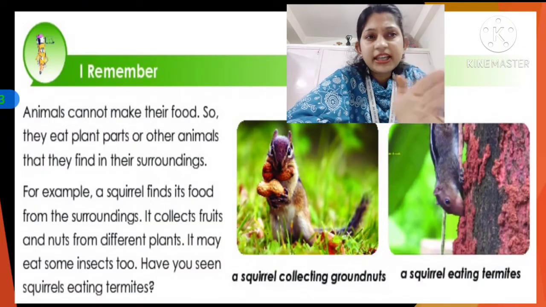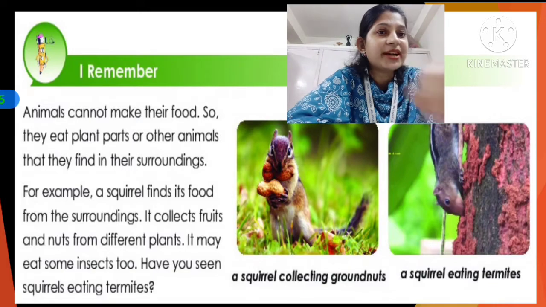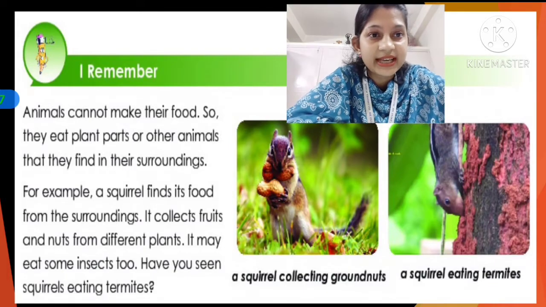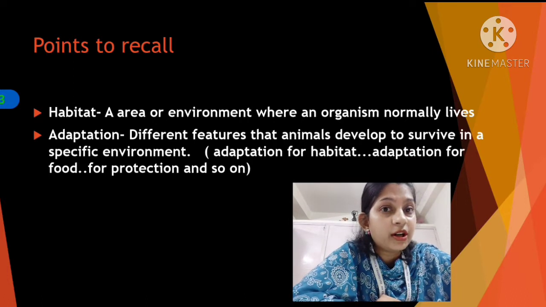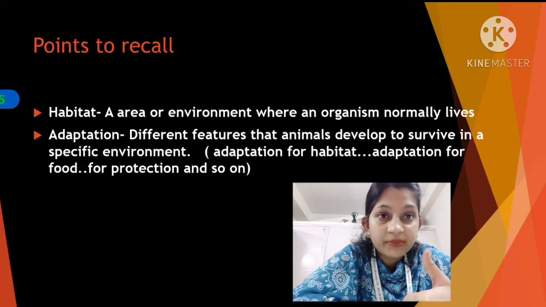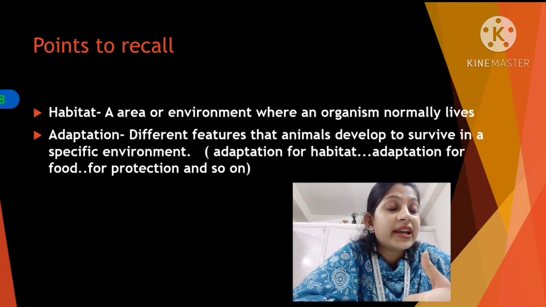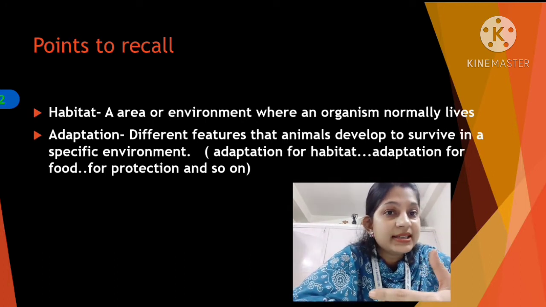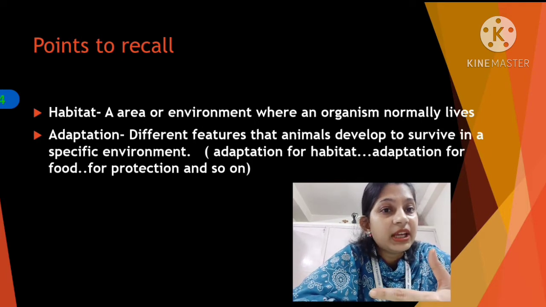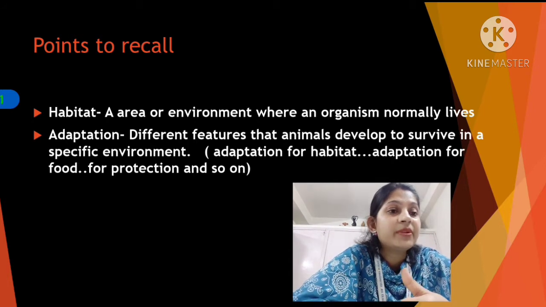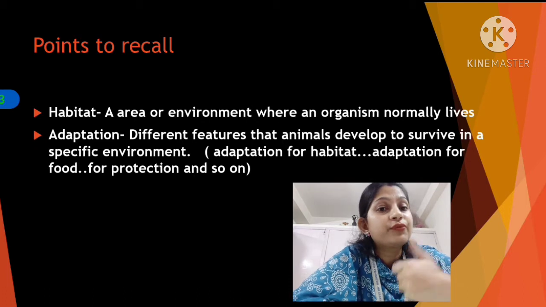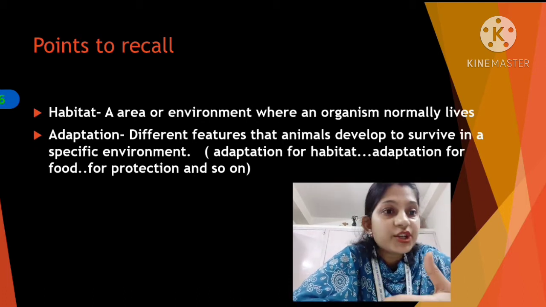Now, leave it for a while. Let us move ahead. I will come back to this again. Please observe it nicely. But before that, a few terms we should recall. First is habitat. I hope you remember. The area where organisms normally live is called habitat. And adaptation, a similar term but a different meaning, is the different features that an animal develops to survive in a specific environment. It can be adaptation for habitat, for food and for protection.